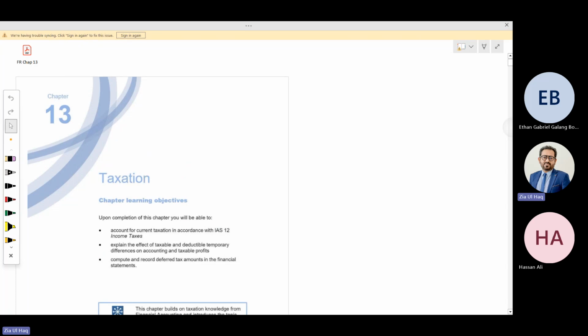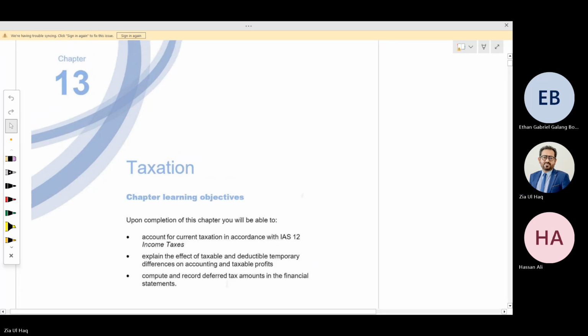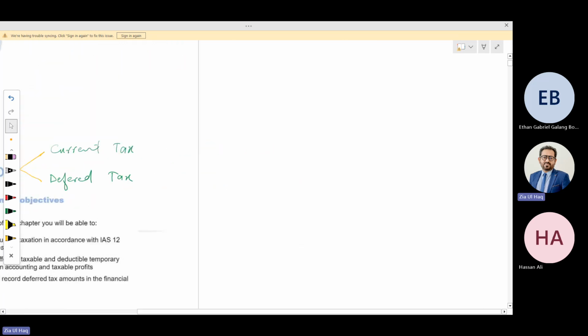So financial reporting, let's move to one more chapter, that is taxation. In this chapter, we'll cover two concepts of taxation. One is relating to current tax, and the other is deferred tax. Current tax and deferred tax. So let's discuss current tax first.